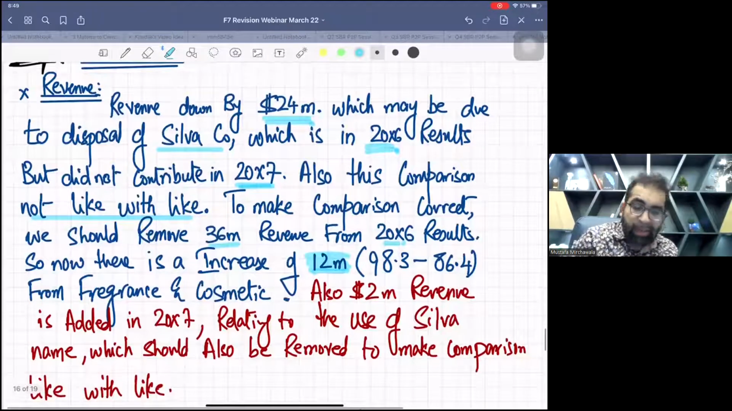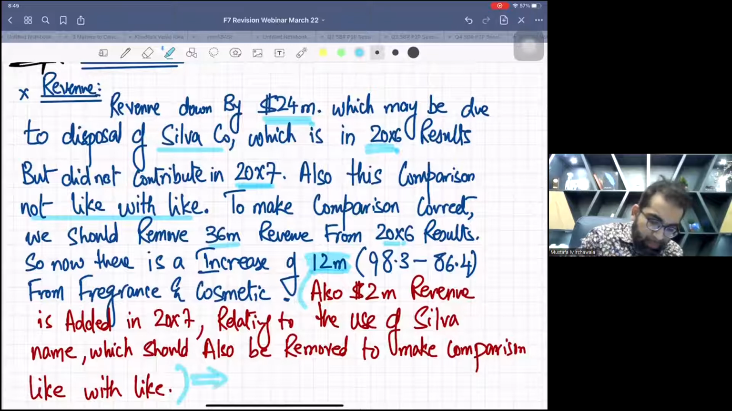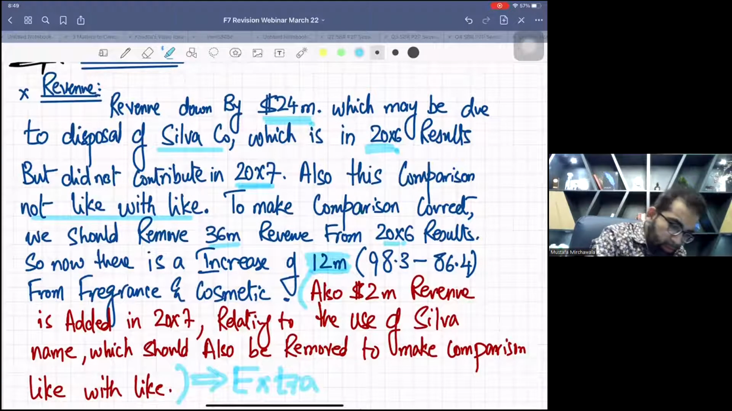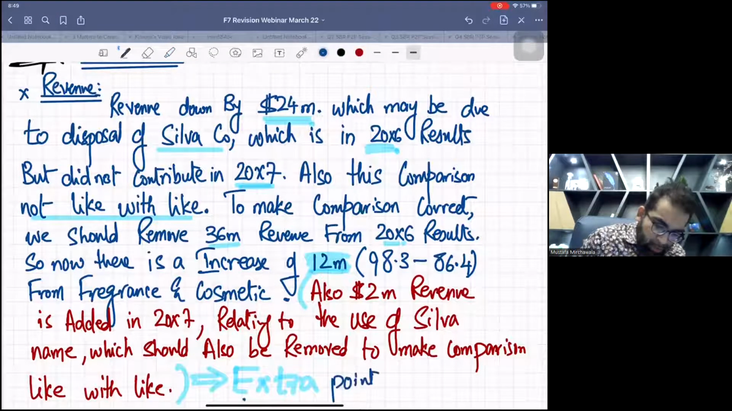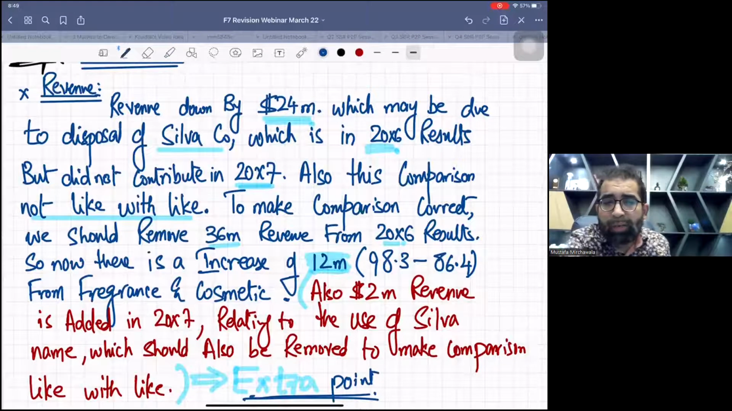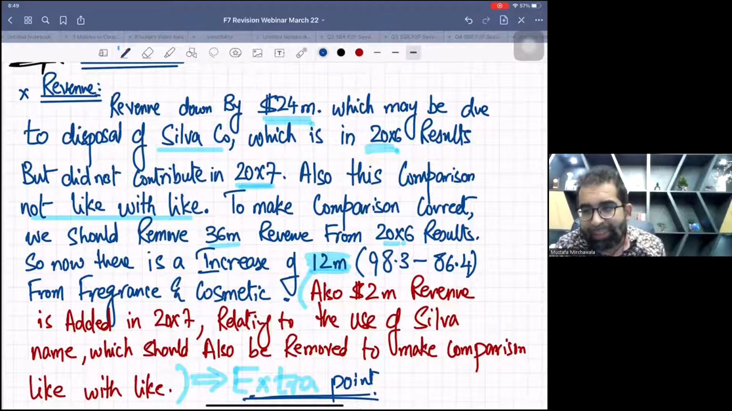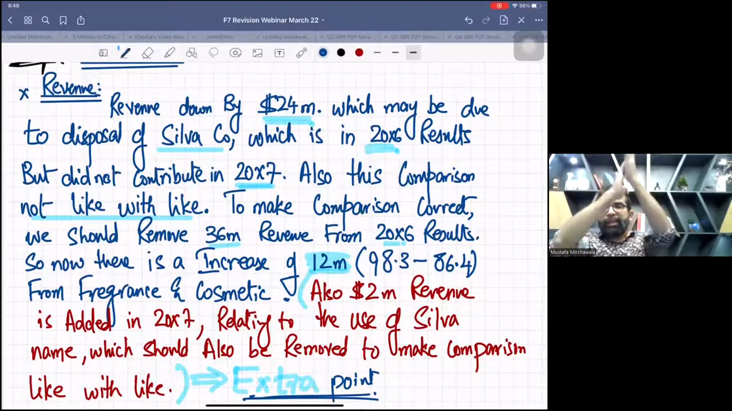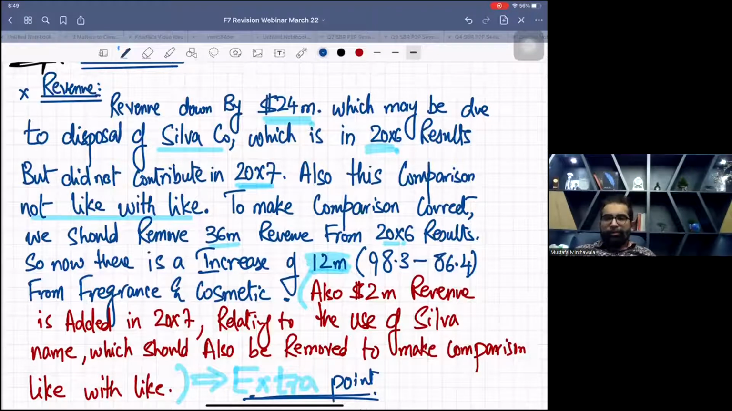Now, I have used this red pen. This red pen is extra. This is an extra point. So those who want to write this, it's okay. And those who think this is difficult, leave it. Even in the examiner's report, this is under the heading of extra marks. Also, 2 million revenue was added in 2007 relating to the use of the Silva name. Remember, we were getting the royalty, which should also be removed to make the comparison like with like. And if we remove this, then the net increase is $10 million. Read it slowly. No need to rush.